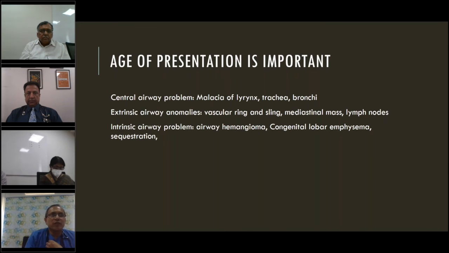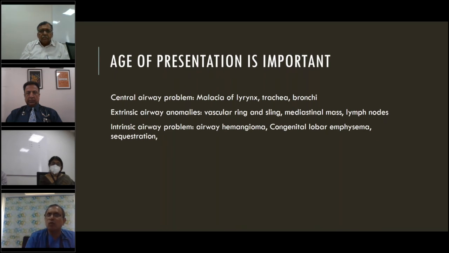The next important cause is extrinsic airway anomalies like vascular ring or sling. Usually they compress the major airways, and they lead to wheezing and respiratory distress. The most common is the right-sided subclavian artery or the pulmonary sling. This is the common presentation, a common anatomical problem. They will present with acute wheezing.